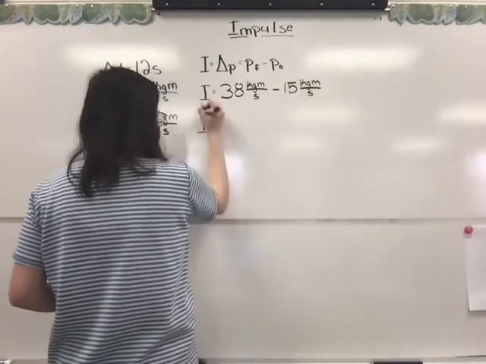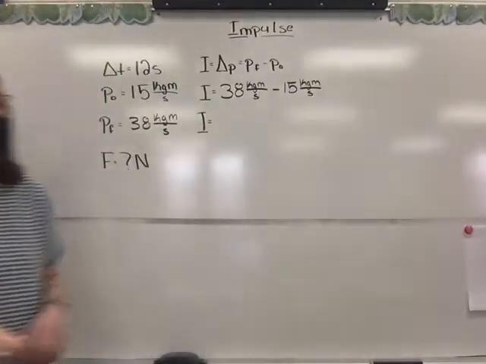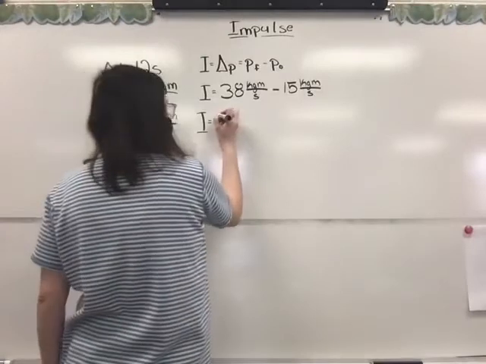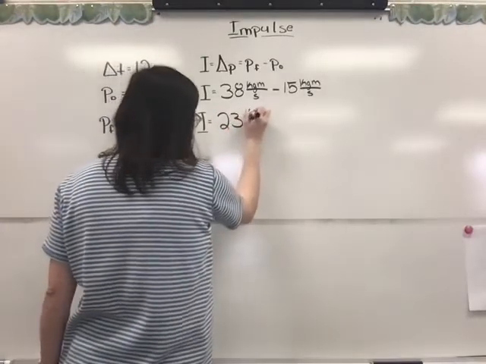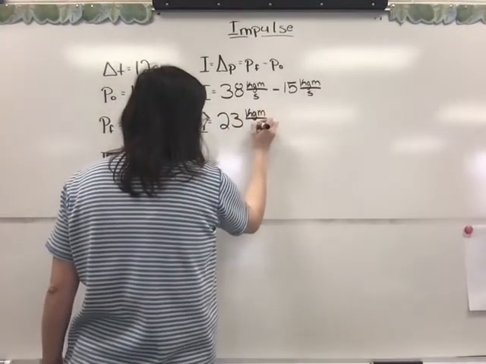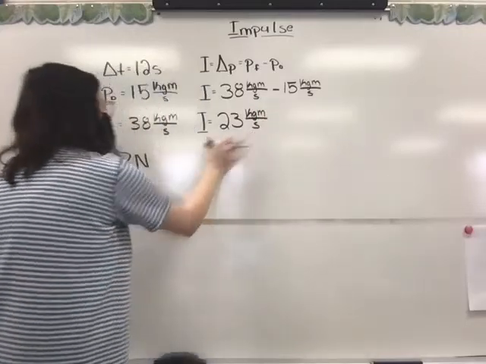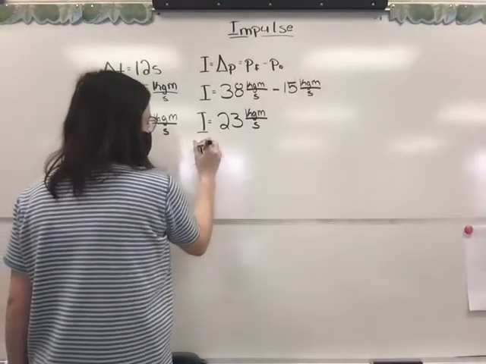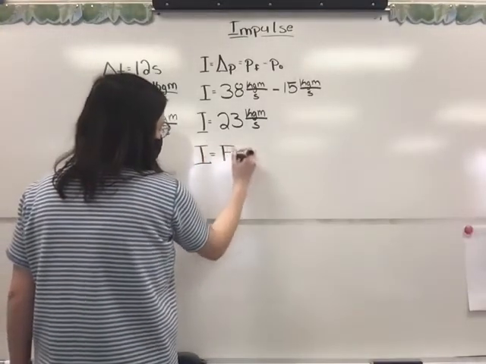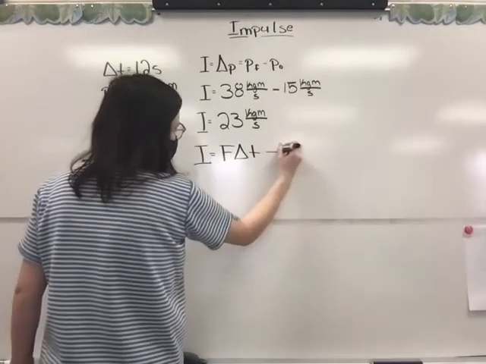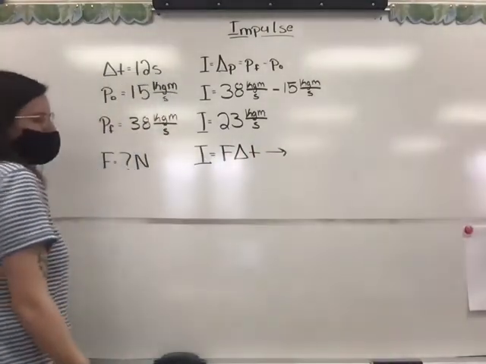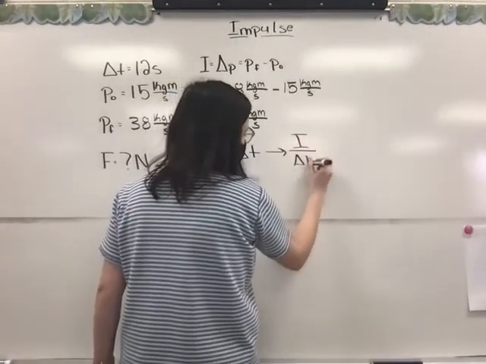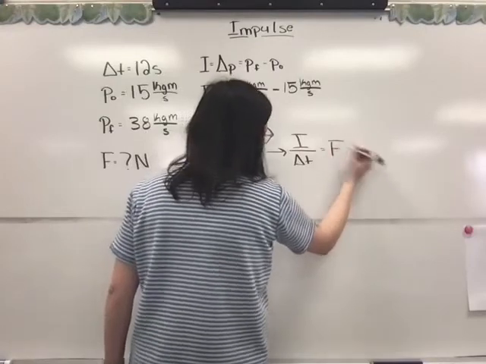So what do we find out that the impulse is? For 38 minus 15, 23. Yeah, 23. Okay, now that we have this, can we solve for our force? Yeah, so that's what we're going to want to bring in, that impulse is equal to force times the change in time. And how do we rearrange this to solve for force? Yeah, we're going to divide by the change in time to get the force.